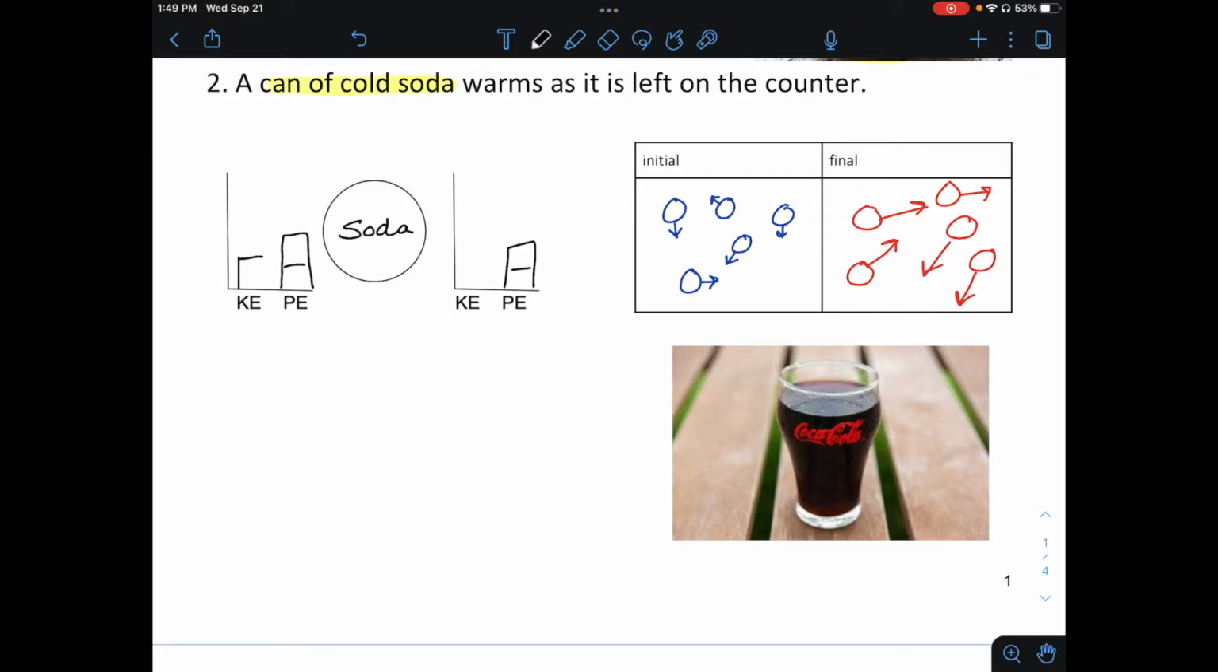So maybe it started as ice cold and then it ended at room temperature. So this time the arrow has to go in to show that a block was added. And this is the block right here that was added, and we added it right here to kinetic energy.